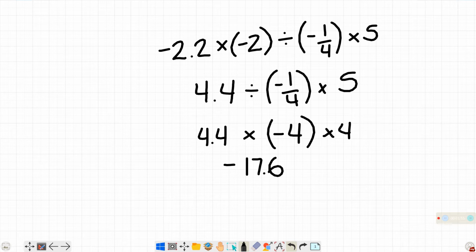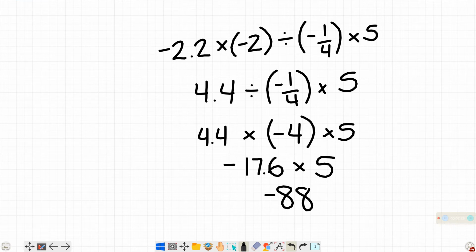Then we still have to multiply. Oops, I made that a 4. It should say 5. Multiply by 5. So -17.6 times 5 gives us -88. And you can use a calculator on this problem. You do not have to do it all in your head, but if you can, that would be great too. You do not have to do B and C, you just have to do the order of operations piece.